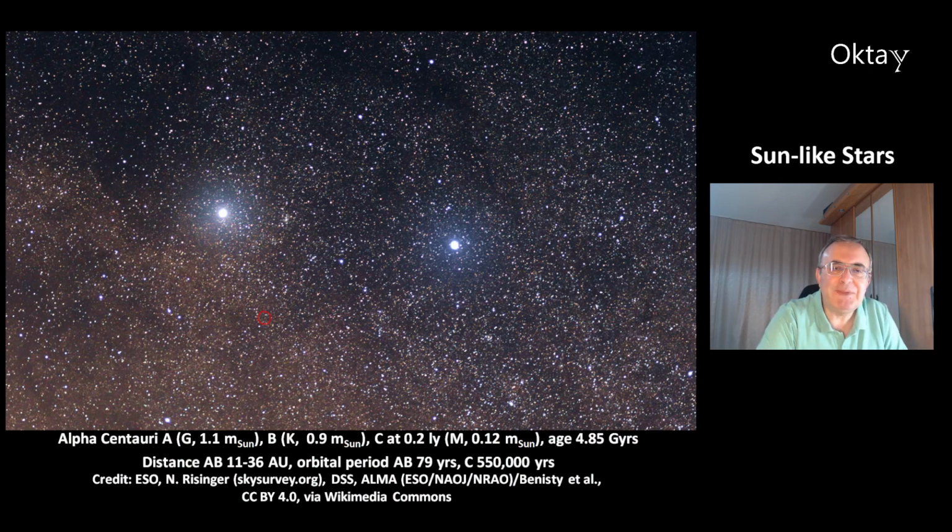Hi, welcome to today's video about Sun-like stars, the G-stars. This is the closest system with a Sun-like star to the Sun. That's the system Alpha Centauri.